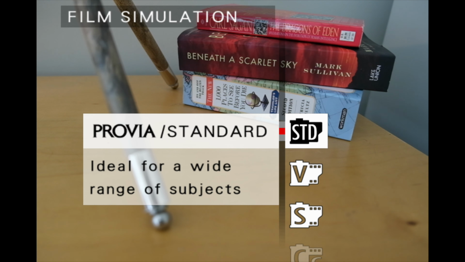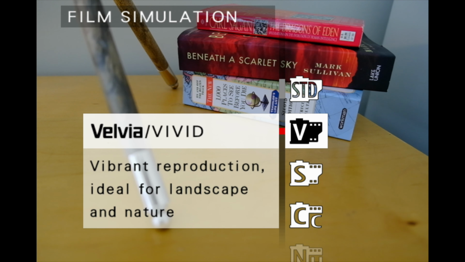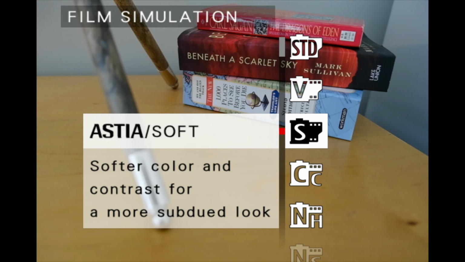The next one down the list, so standard, is the PROVIA film simulation. The next one down is VELVIA, vibrant reproduction, ideal for landscapes, nature. This is a great simulation if you're out taking landscape photography. Next one down the list is ASTIA, definitely a little bit softer there, cooler contrast, more subdued look.